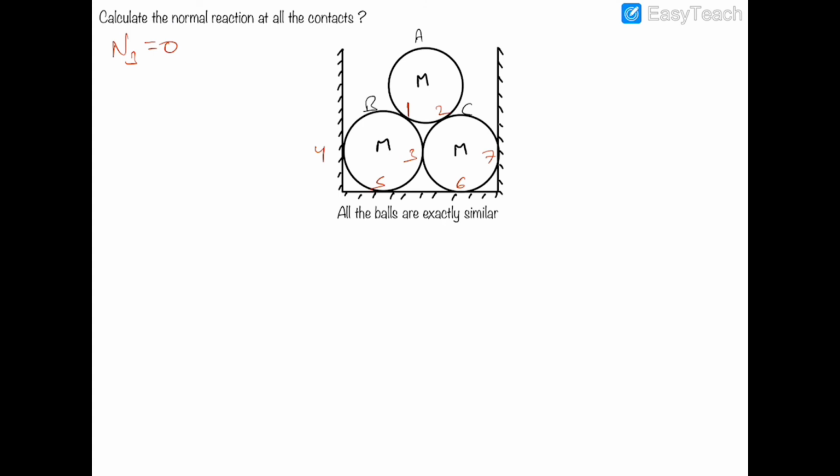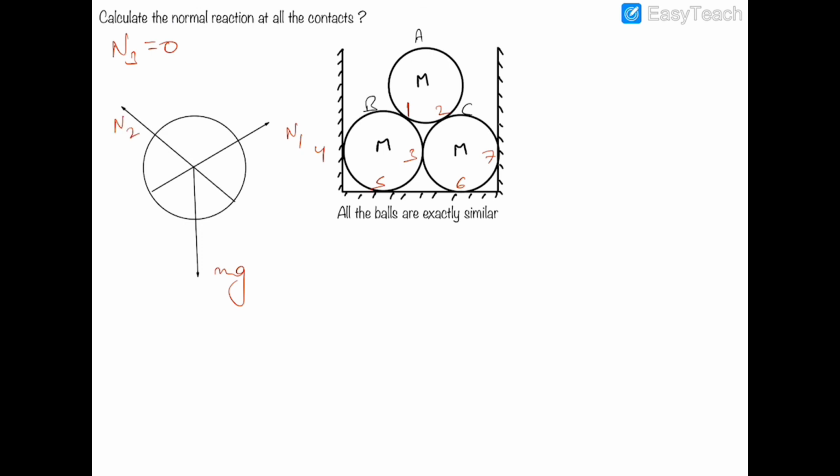Now if I draw the free body diagram of A, so this is ball A, and mg would be acting on ball A downwards like that. This is mg, and there will be a normal reaction at contact 1. This will be N1, and there will be a normal reaction at contact 2. This will be N2.